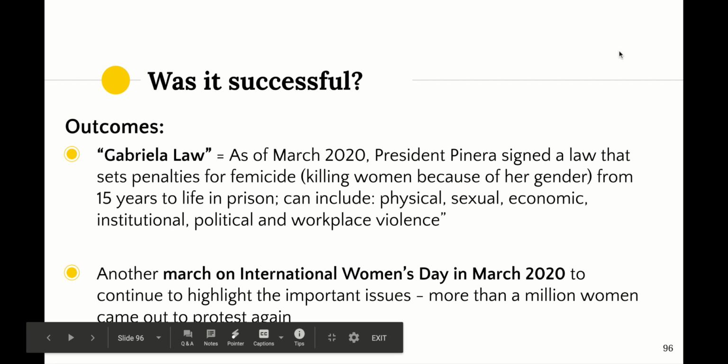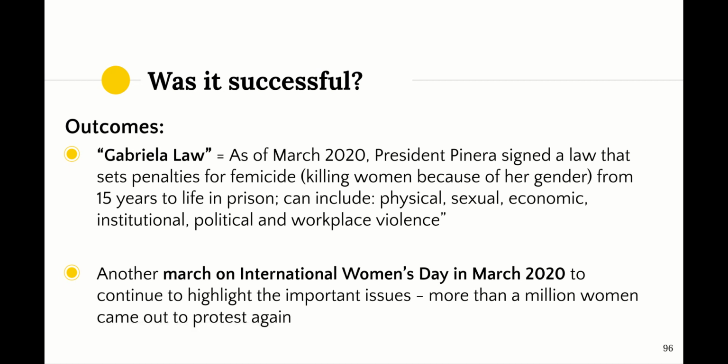So, some other outcomes. The president did pass what was known as Gabriella's Law in March 2020, so pretty recently. President Piñera signed the law that set penalties for femicide. Femicide is killing women because of her gender, and you could be sentenced up to from 15 years to life in prison. And it can include sexual violence, economic violence, institutional, political, and workplace violence.